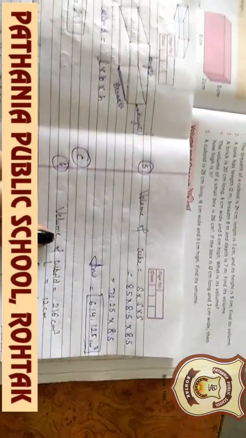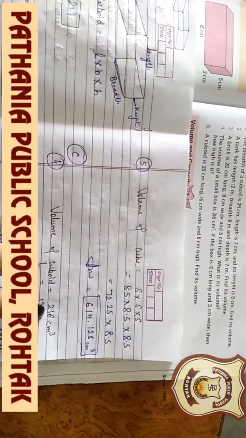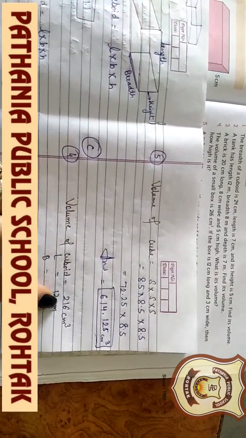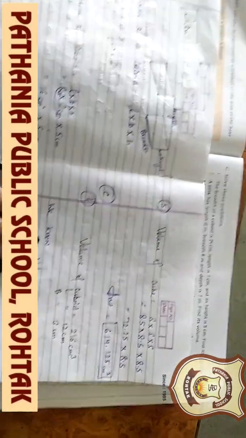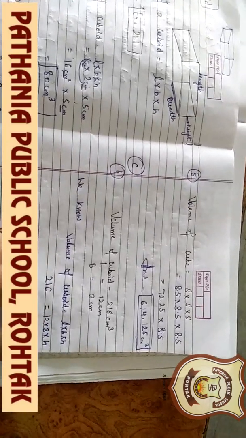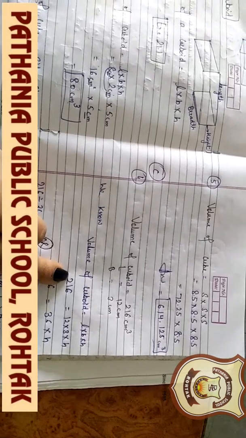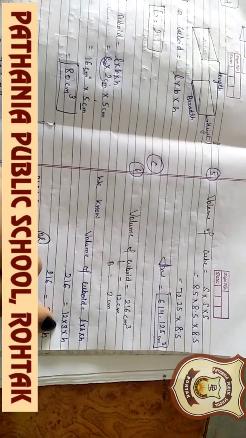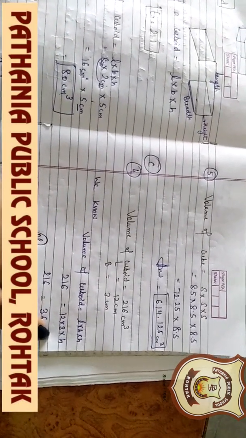See. Volume of cuboid is given to you, that is 216 meter cube. Length is given, breadth is given. So we know volume of cuboid is L into B into H. Here volume is given 216, so that's why I've written here 216. L is 12, B is 3, H we need to find, so here you have to write H only.